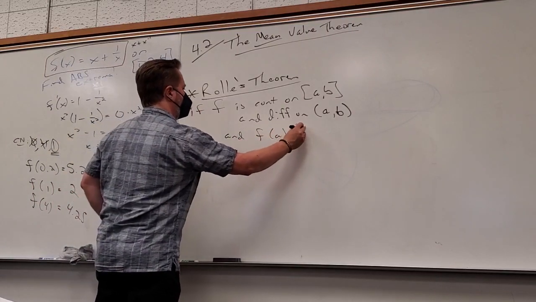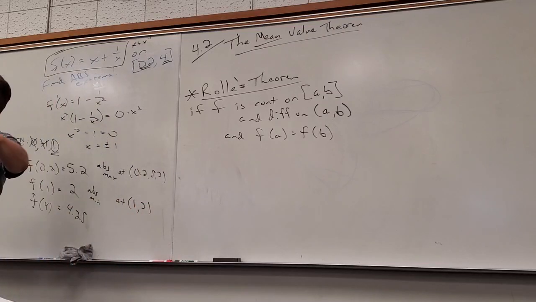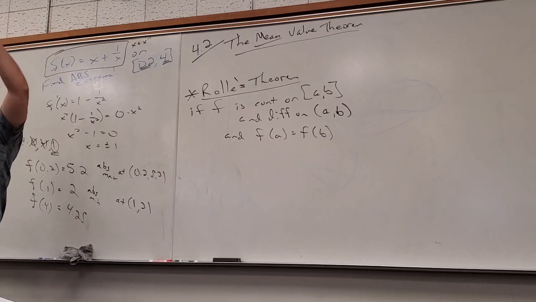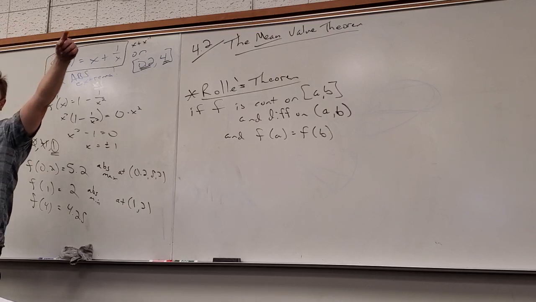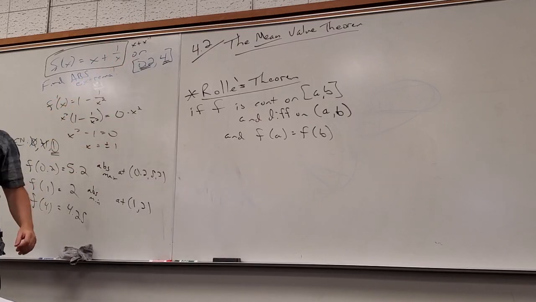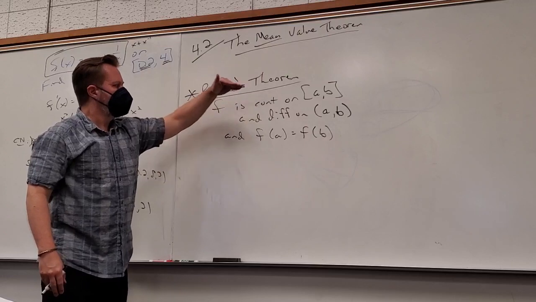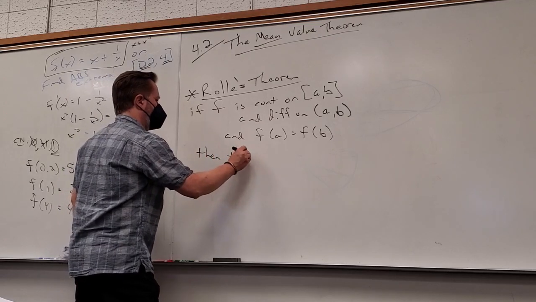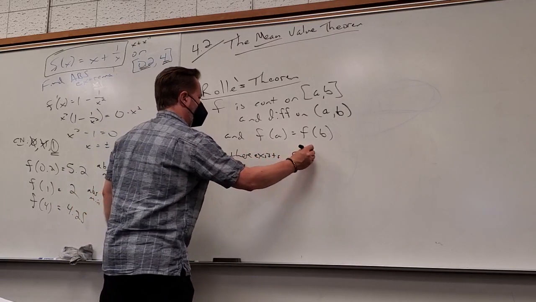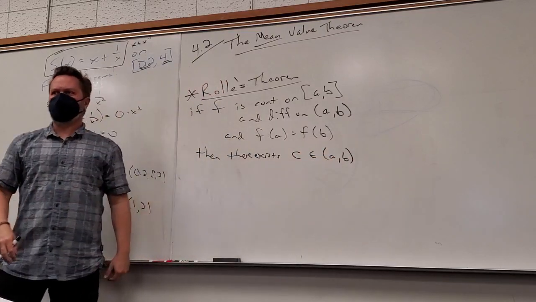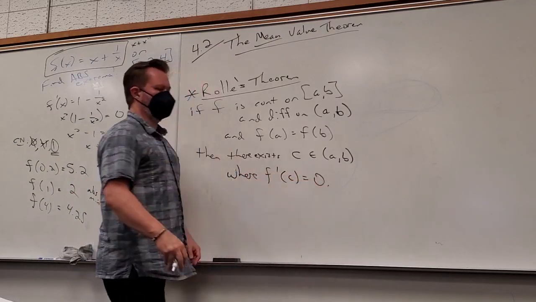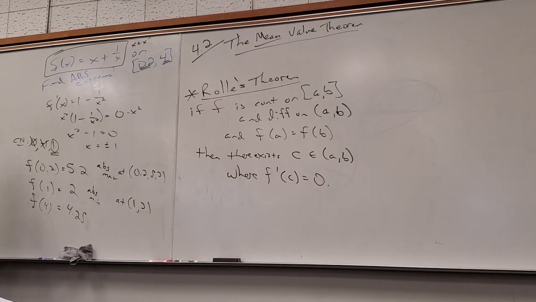f(a) equals f(b). So wherever it starts, it does some stuff in the middle, but it ends at the same place it started, the same height. Would a straight line match this idea? It would totally match this idea. That's the most well-behaved thing in the world. So if I have a function that's continuous, differentiable, and f(a) equals f(b), then there exists c in the interval (a, b) where f'(c) is 0. Okay, so copy that down.